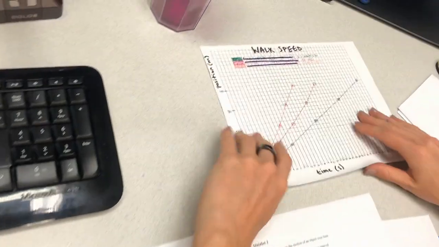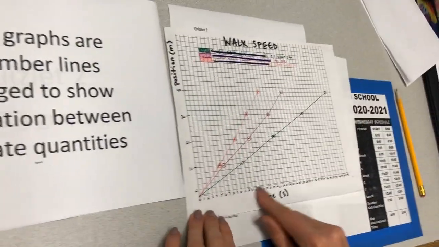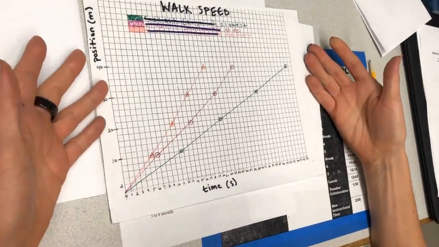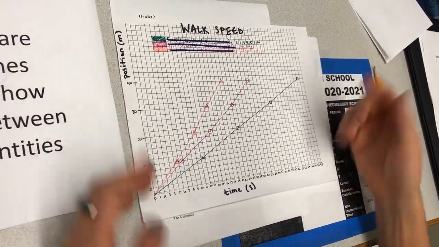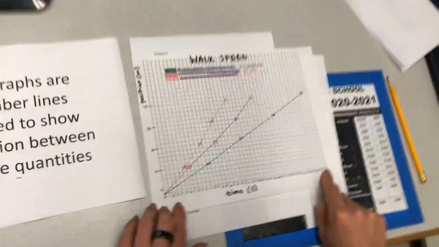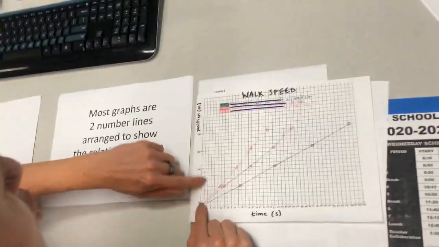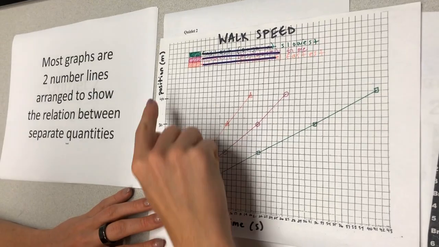So what do I mean by that? Let's start with this one. Number line number one. That looks familiar, Ms. Moore. This is from our Walkthrough lab. Oh, yeah. So number line number one, number line number two. These two number lines are put together and we can see the relationship between time and position.